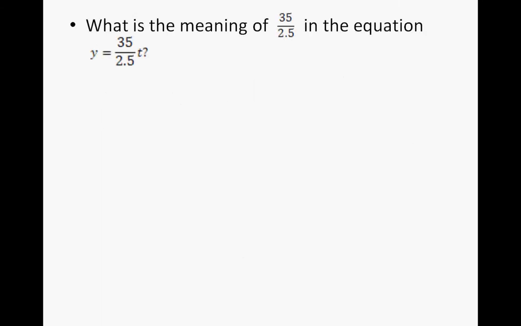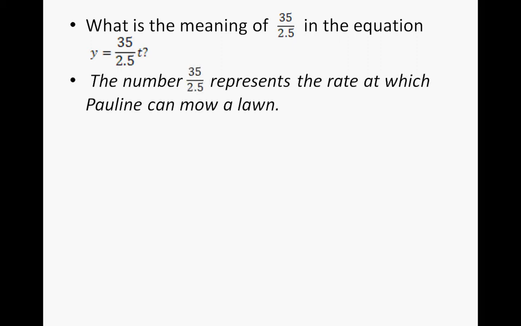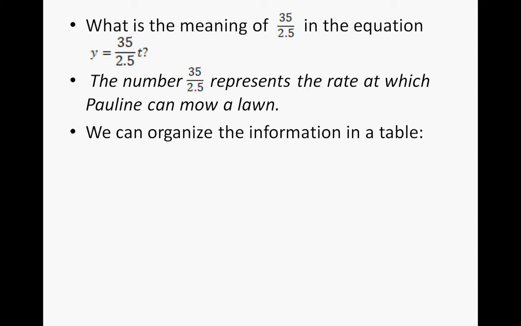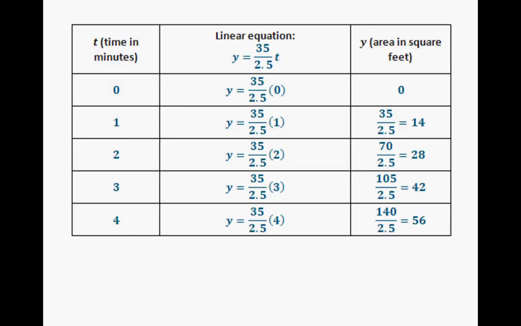So what is the meaning of 35 over 2.5 in the equation? Well, it represents the rate at which Pauline can mow a lawn. We can organize the information into a table. So if you were to copy this down, the linear equation Y equals 35 over 2.5 t, we can do a table that equates t time in minutes to Y, the area in square feet.